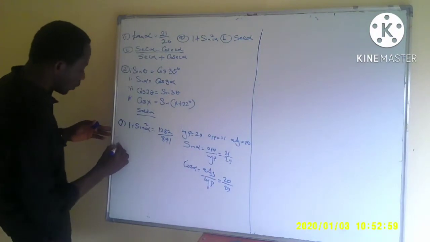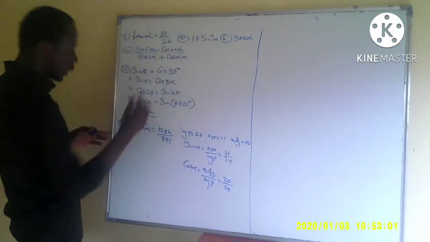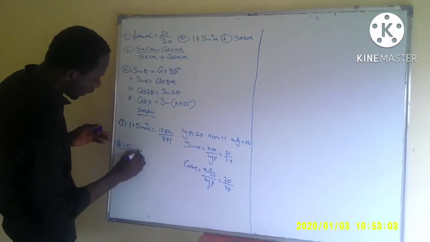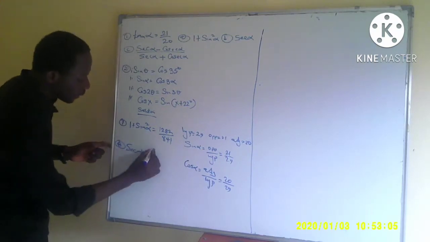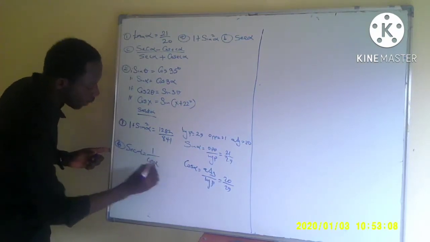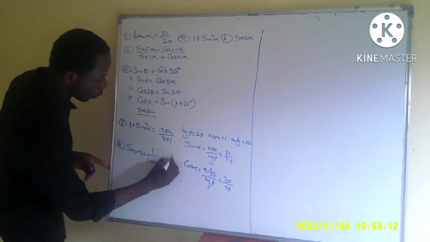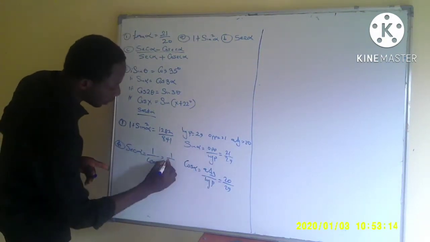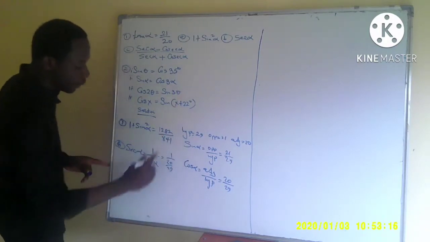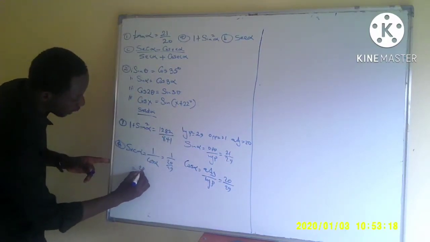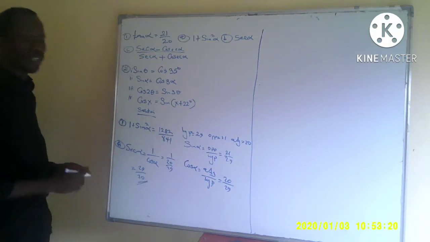The B part of the question says find sec alpha. What's sec alpha? Sec alpha is one over cos alpha. It's always the inverse of cos. So at this point, 1 over what is cos? Cos is 20 over 29. So the inverse is going to be what? 29 over 20. So that's the answer.